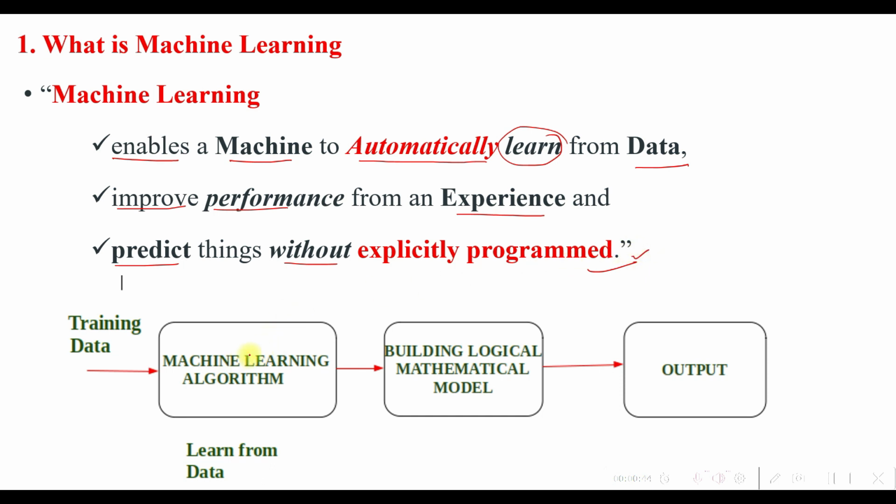So for a machine learning algorithm, we are providing the data, which is called training data. From the training data, the machine is going to learn the features of the data. Based on that, we are going to generate a model. That model is called a mathematical model. And from that mathematical model, we are going to predict new things. Simply, it is called machine learning.